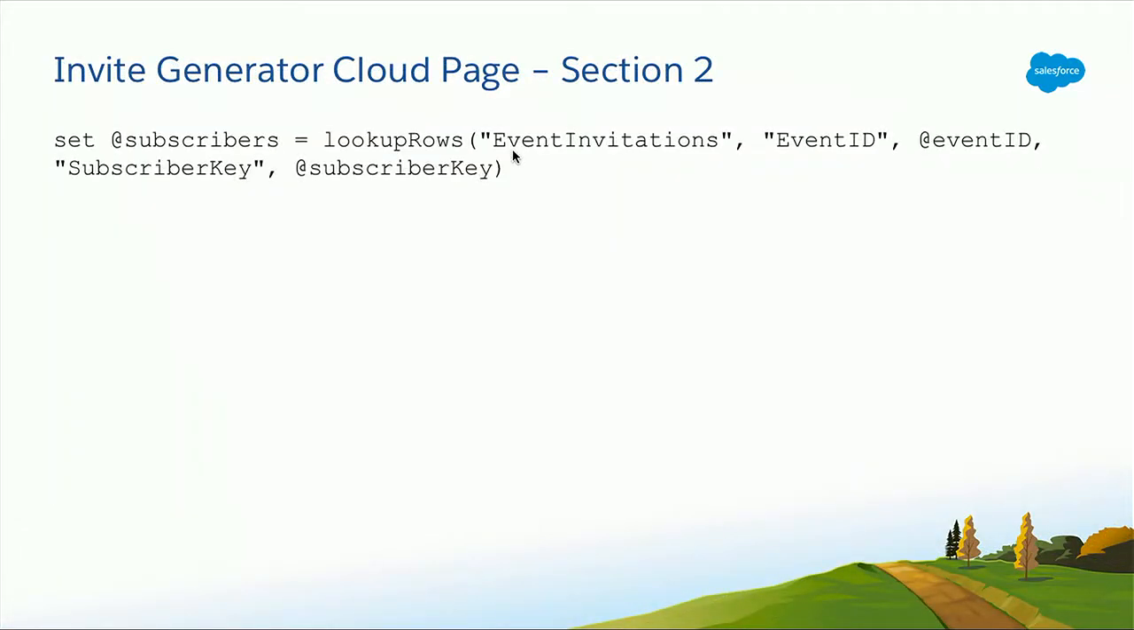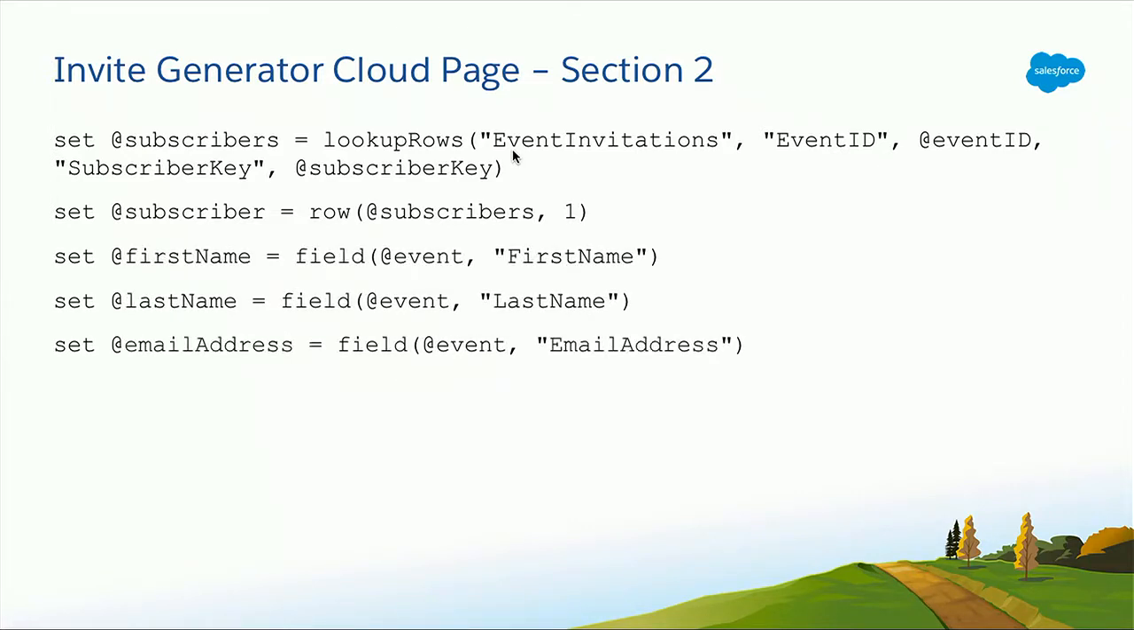And so we're going to do a similar thing for the subscriber information. We're going to do a lookup rows on event invitations. This time I'm going to check 2 fields, event ID and subscriber key. And that's because, as I mentioned, there were the 2 primary keys in that field. And so again, we're going to say the only row I care about is row number 1. And I'm going to use the field function to grab all of the personalization information I need for this subscriber.